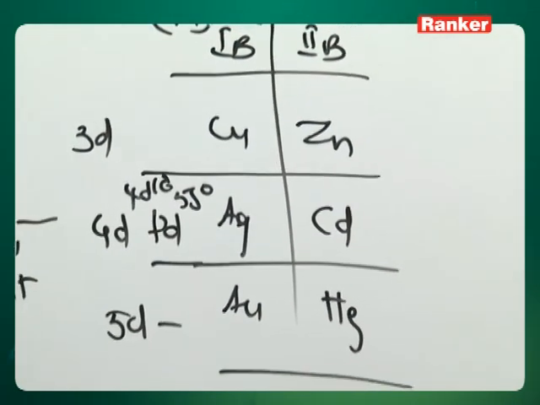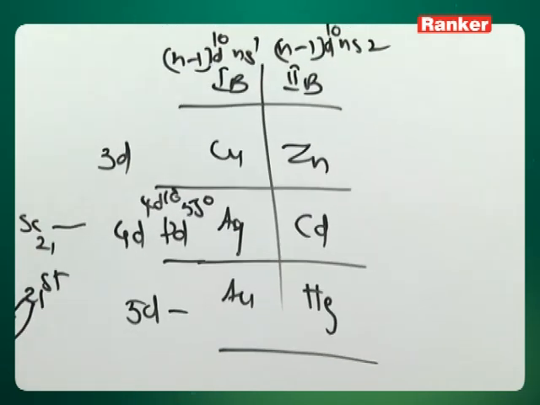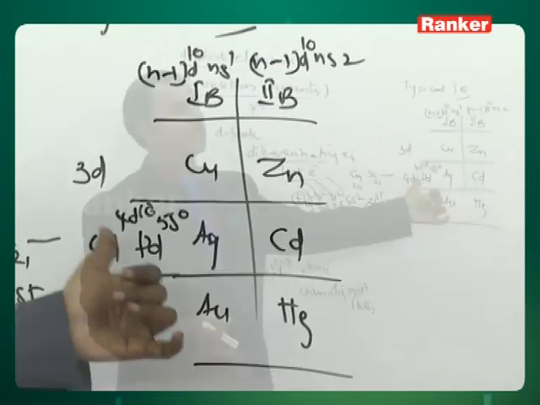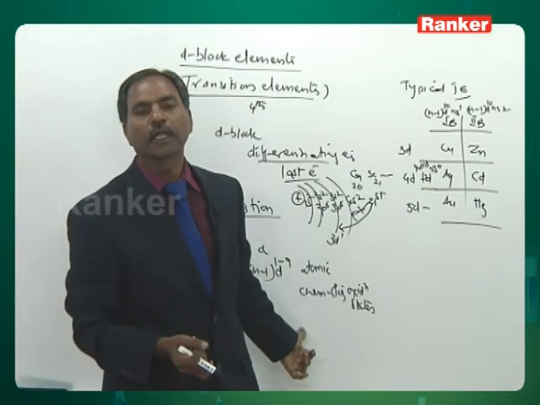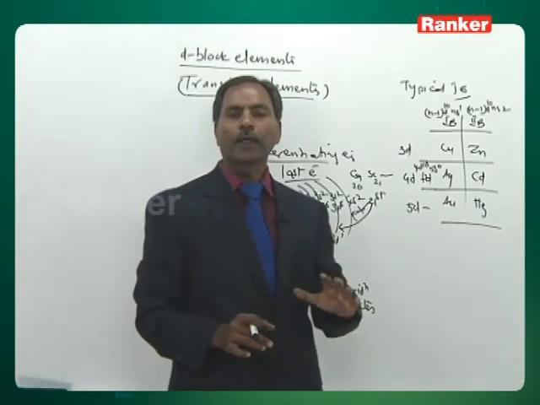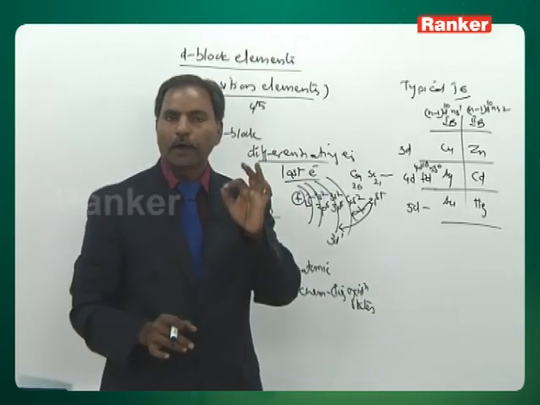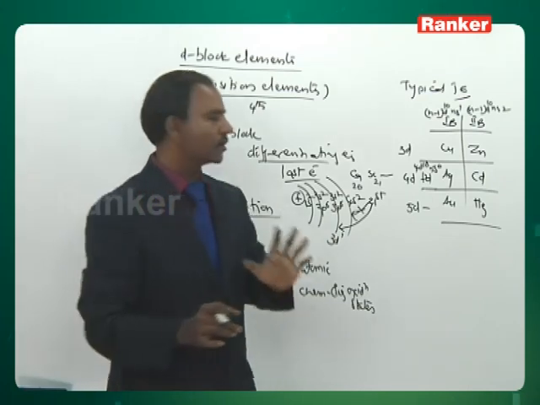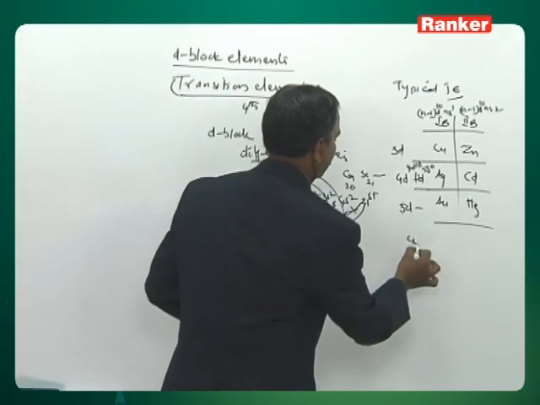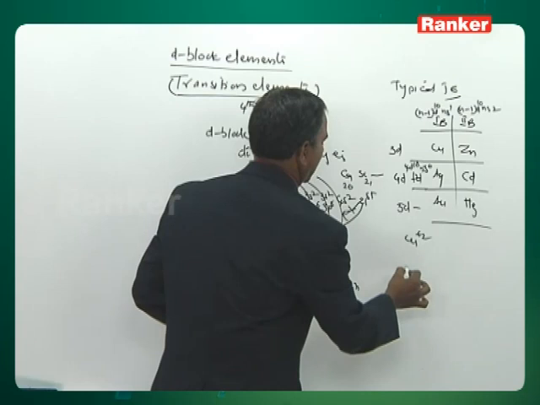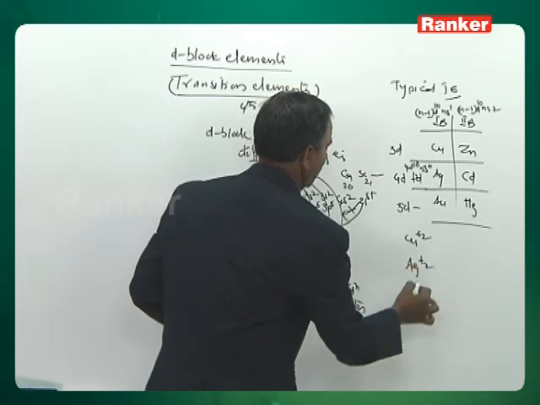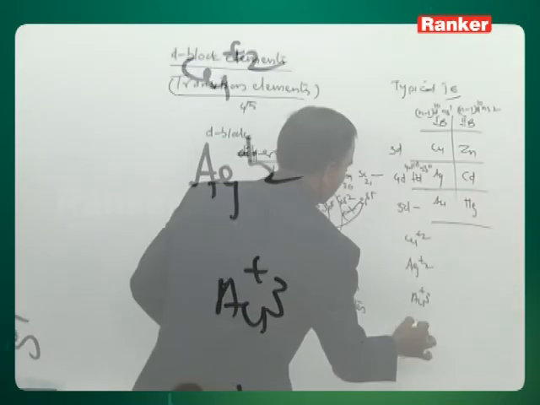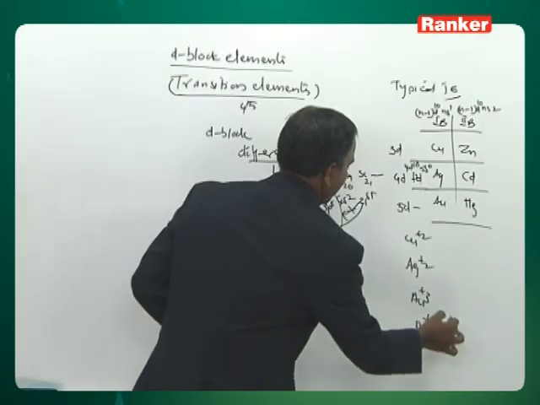Therefore, in their atomic state, they are not considered as what? Transition elements. In their atomic state, these are not considered as transition elements. But consider copper, Ag, Au and palladium in their significant oxidation states: consider copper plus 2, Ag plus 2, Au plus 3, and one more, palladium plus 2.